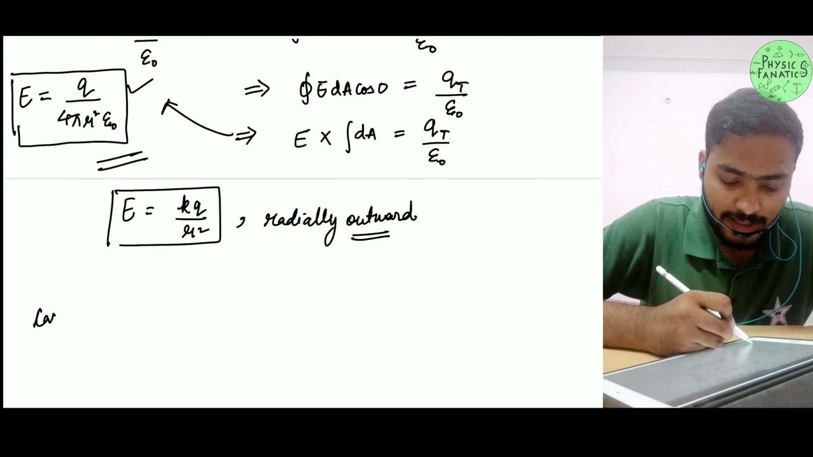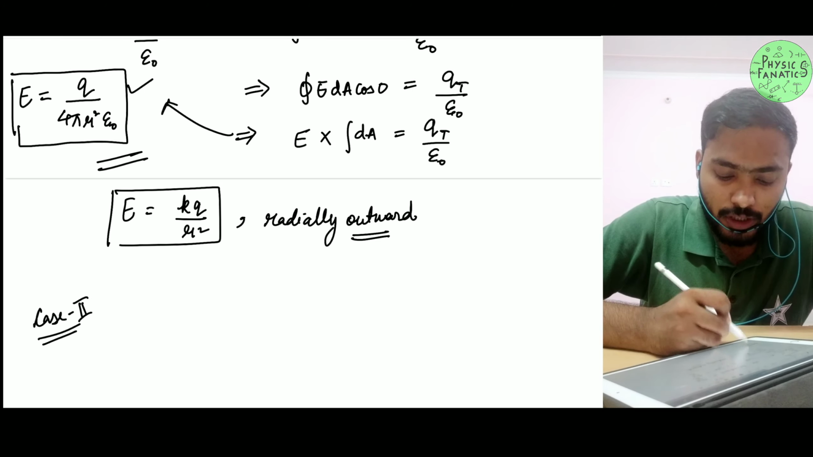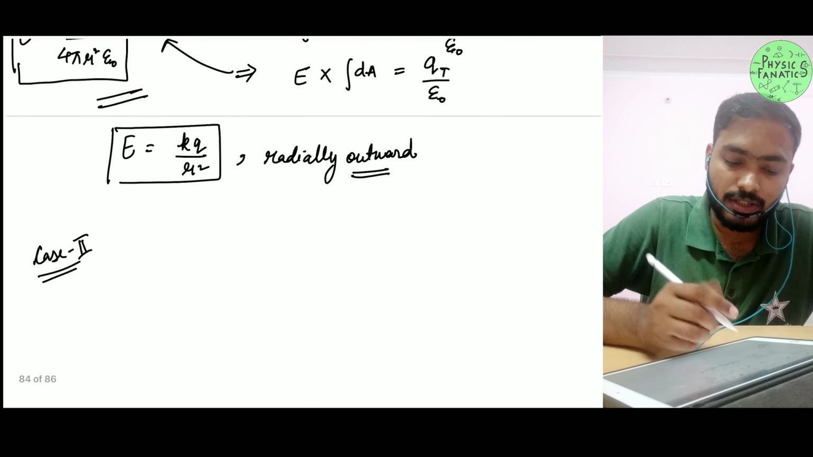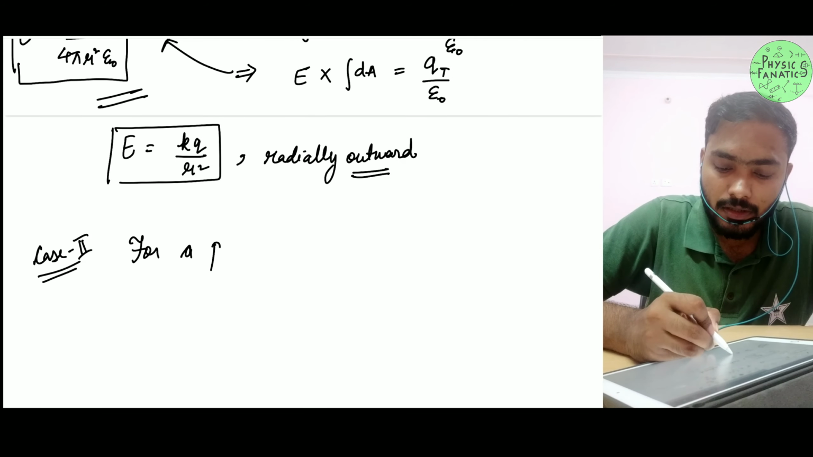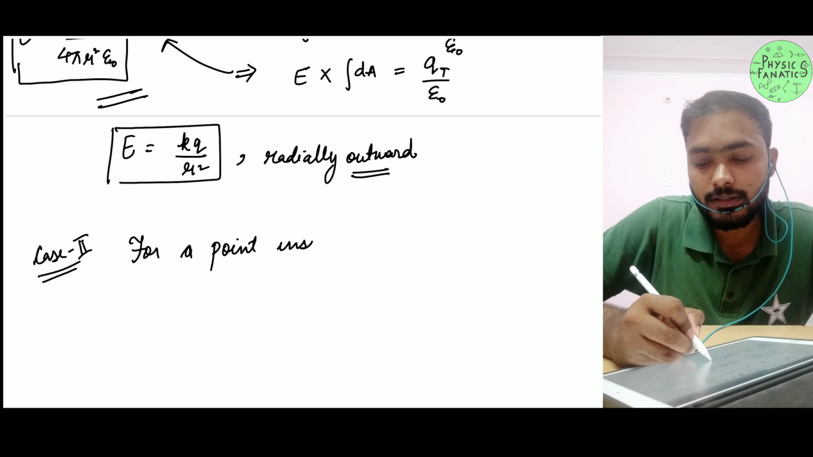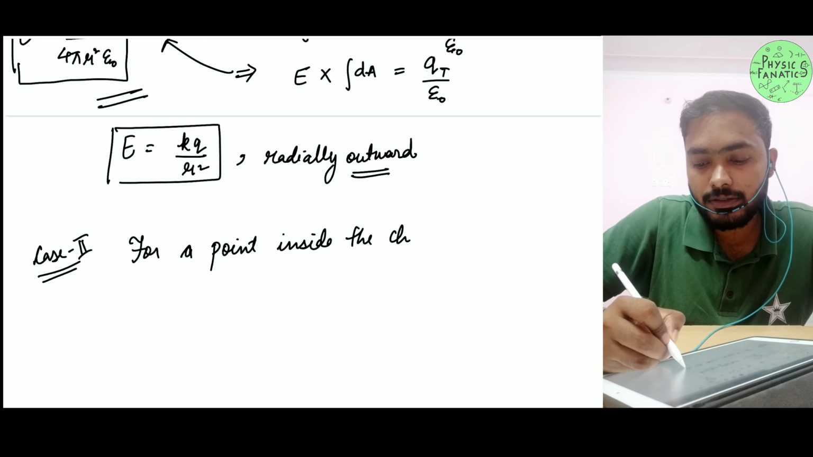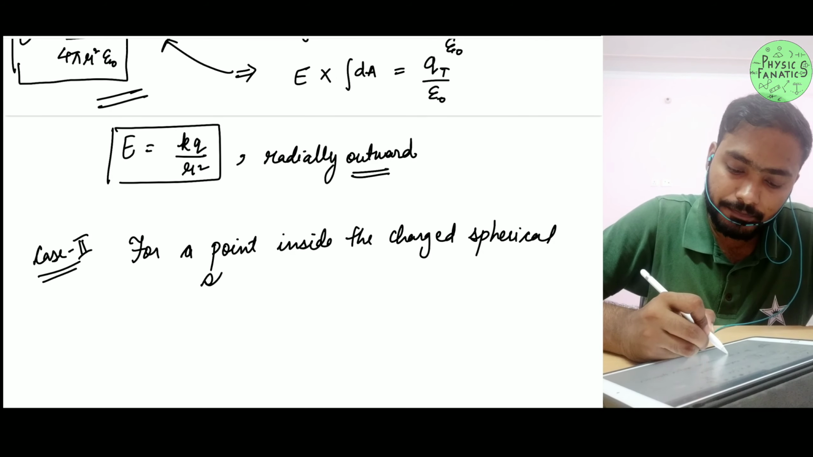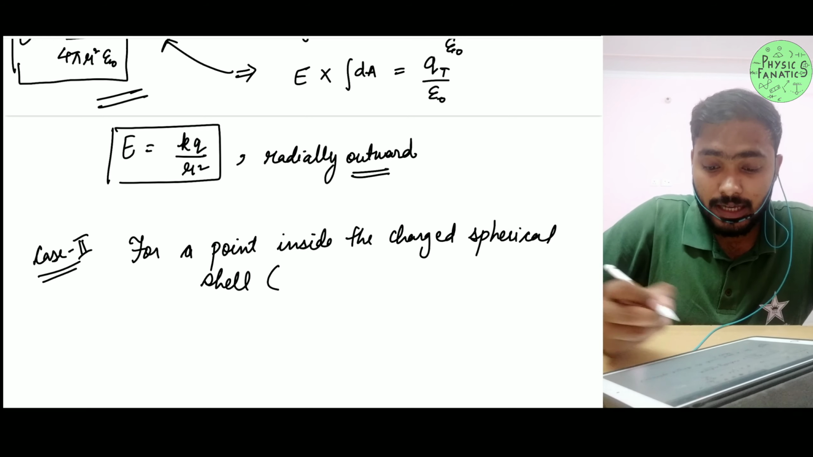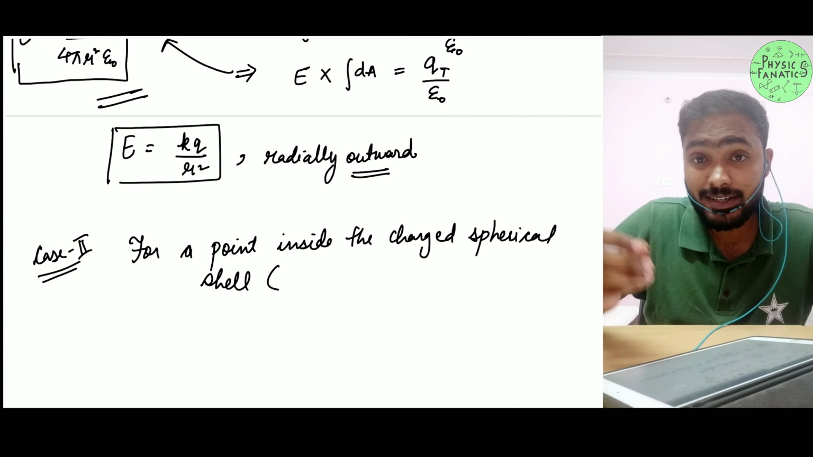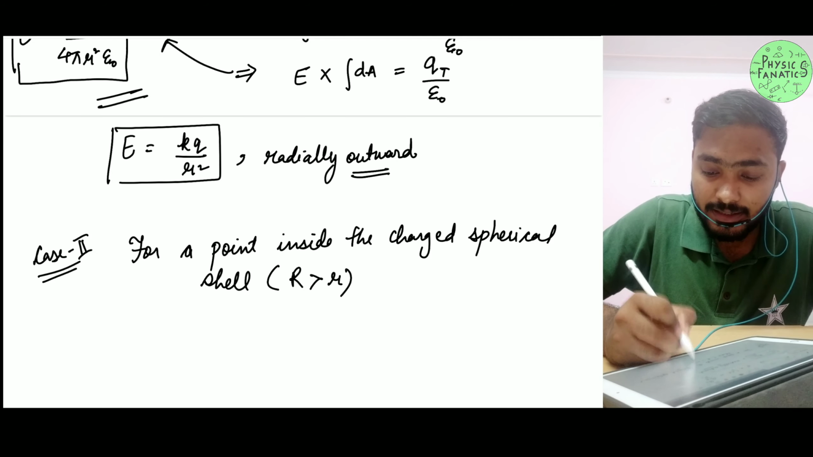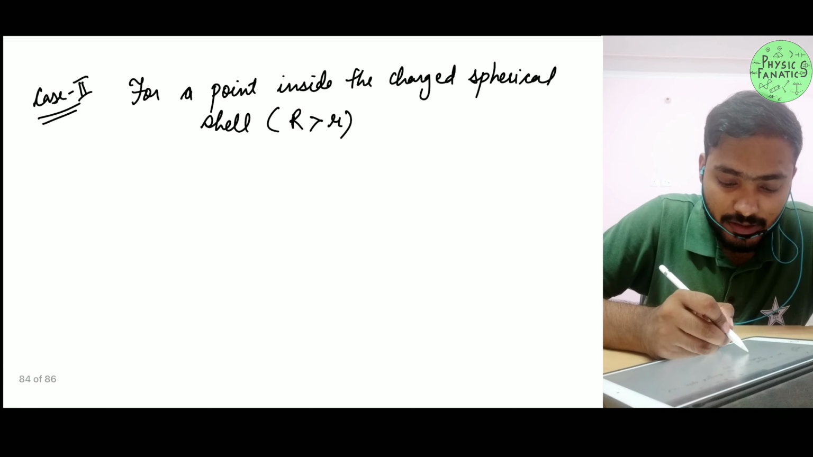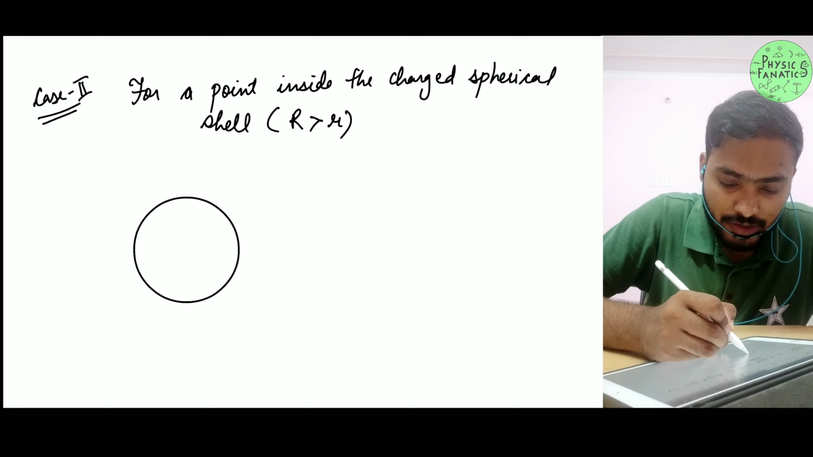Let's go to the second case, case number 2. What was case number 2? For a point inside the charged spherical shell. For this one, obviously the point is inside, so r will be greater than the small r. So let's draw it and try to find the answer. Let's say this is my spherical shell.